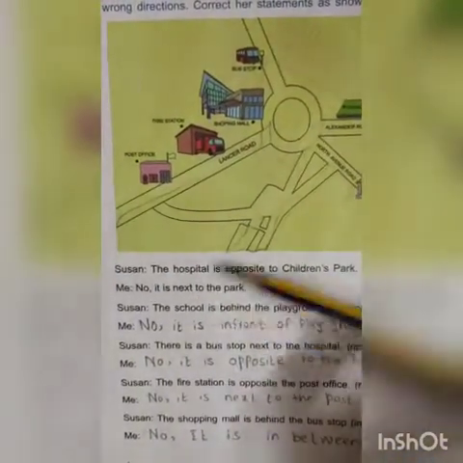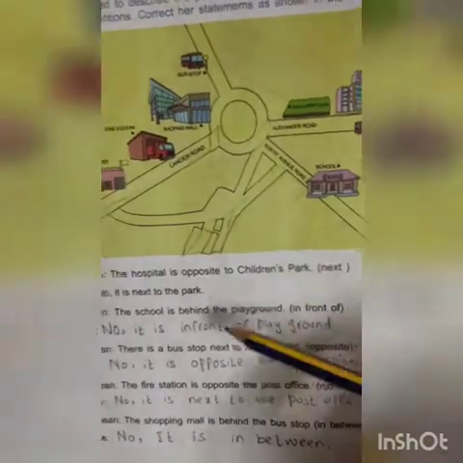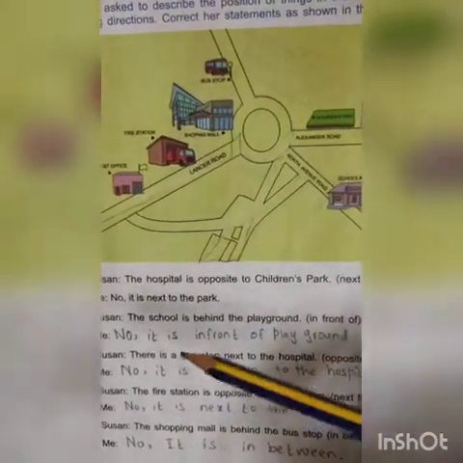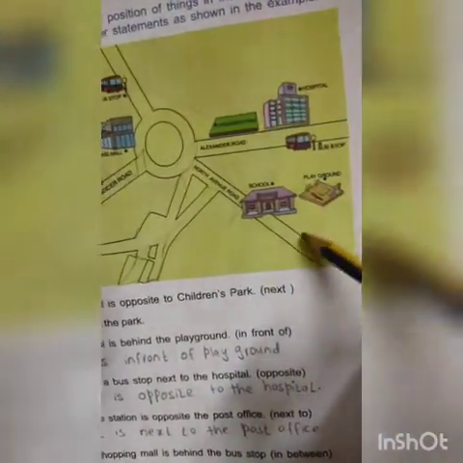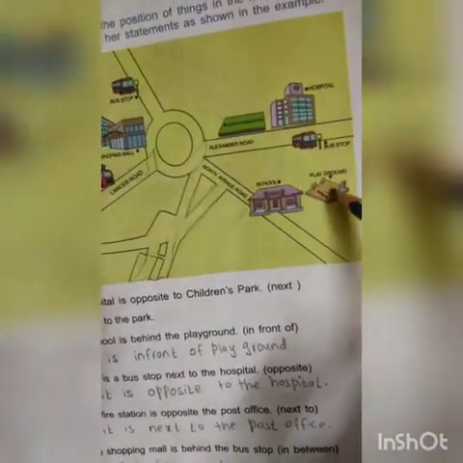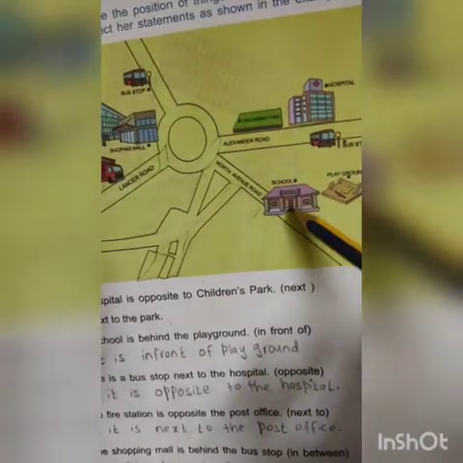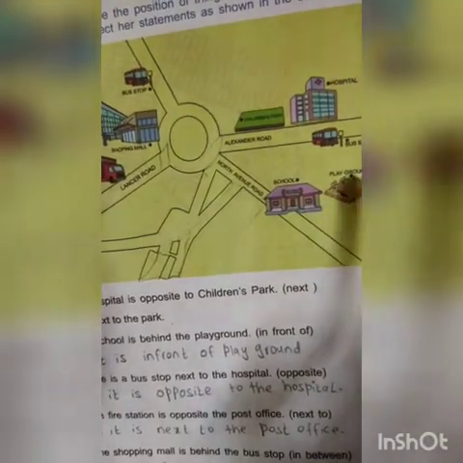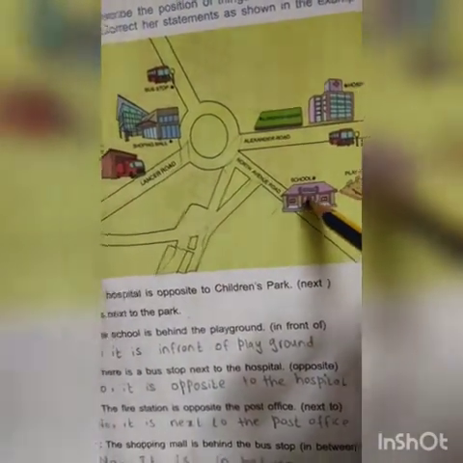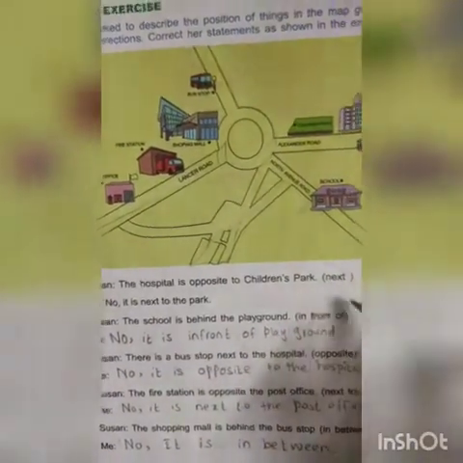It is also done for you. Susan: the school is behind the playground, in front of. Where's the playground? And where's the school? Look at this picture. Where's the school? School is here and playground is here. It is behind the playground. School is behind the playground. No. School is in front of the playground. So you write no, it is in front of the playground.